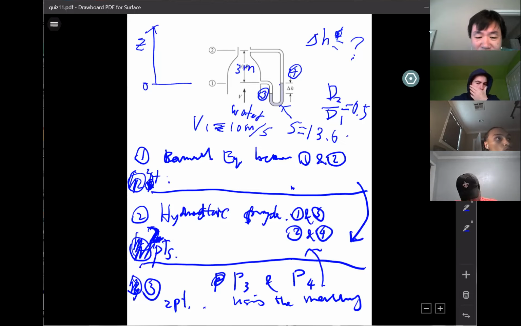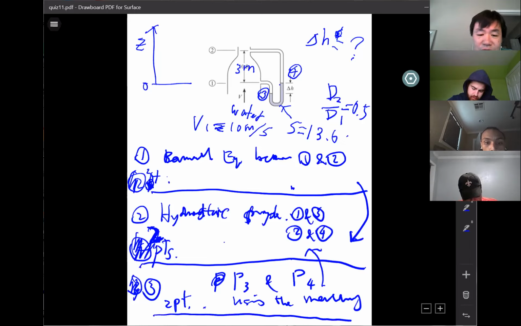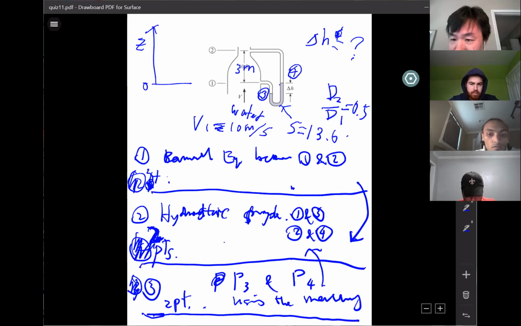Find the pressure difference between P3 and P4 in terms of the mercury manometer delta H. Then substitute this into the second equation, so you get a third equation. Your P3 and P4 are gone. Listen carefully. In the third equation, for 2 points, your P3 and P4 are gone, replaced by the manometer reading.